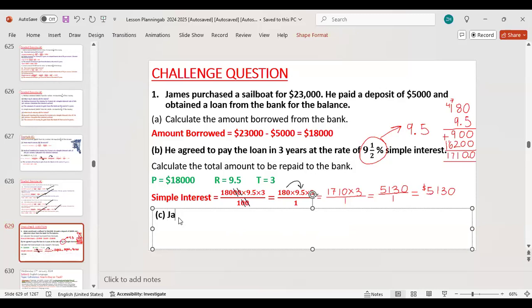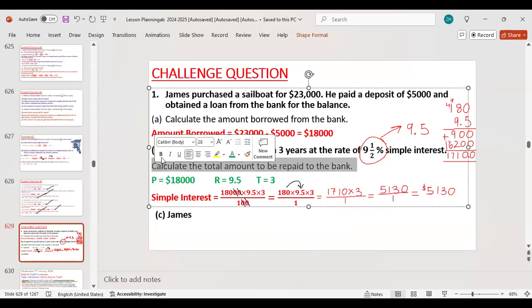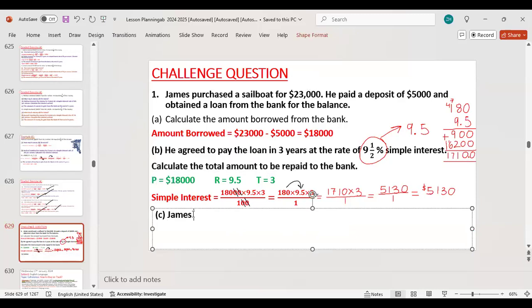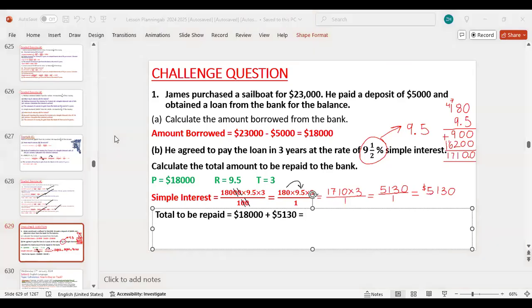James repaid. Wait, are we done? It says calculate the total amount to be repaid to the bank. Are we finished? No, sir. You have to add 18,000. So total to be repaid is gonna be 18,000 plus 5,130, which gives us 23,130.